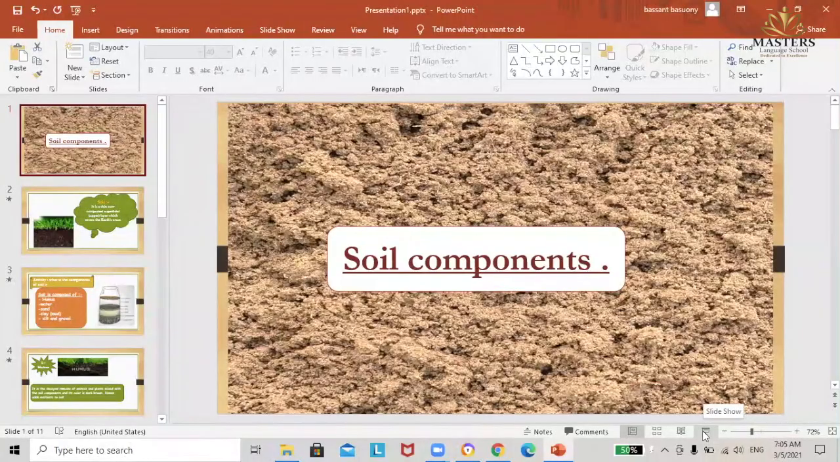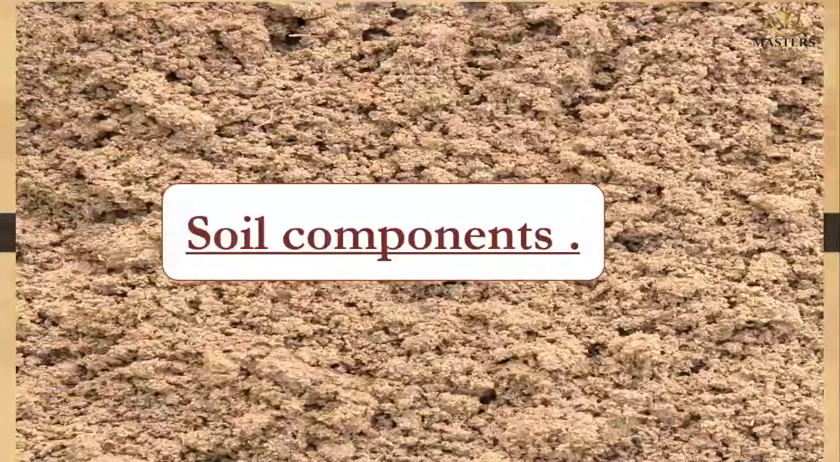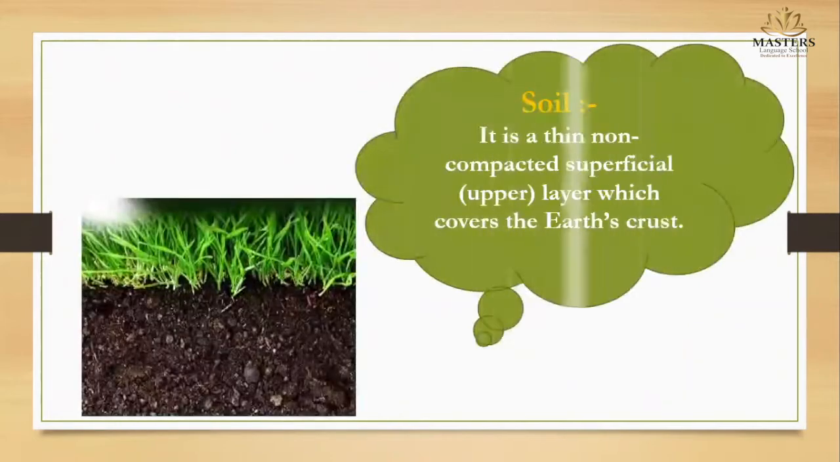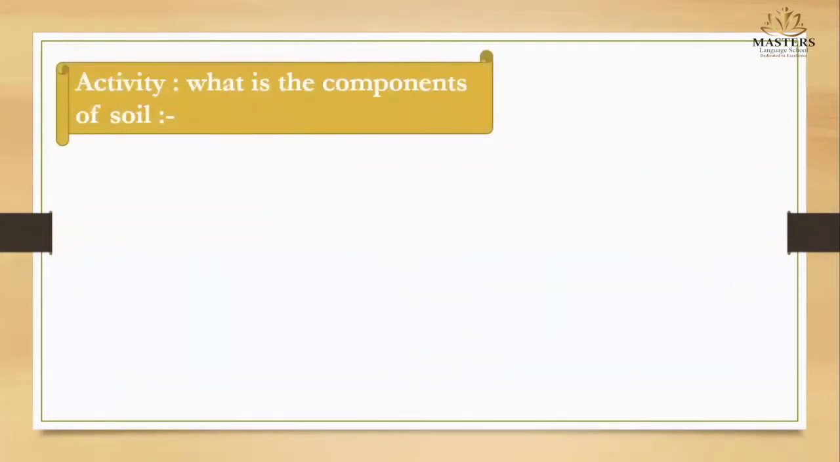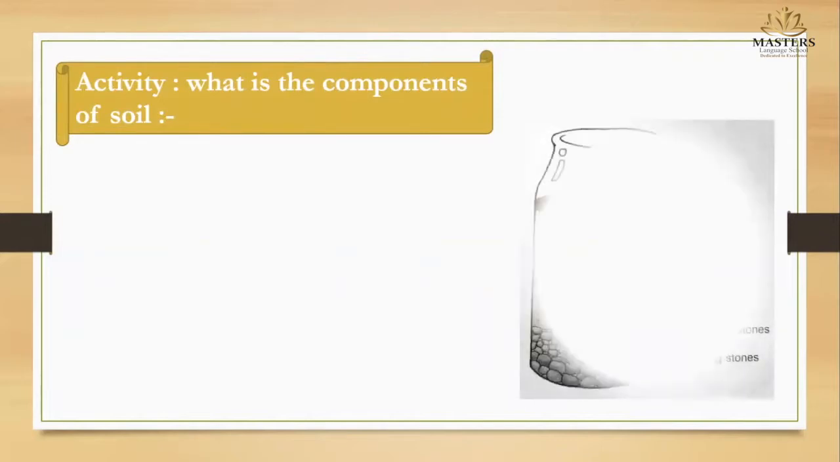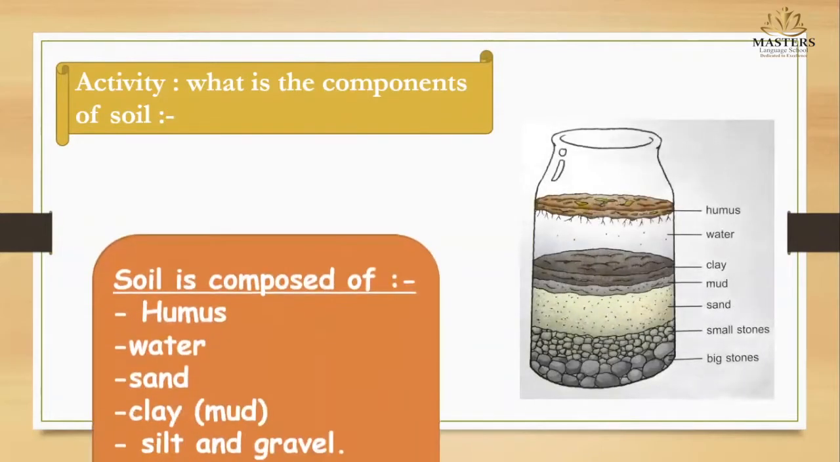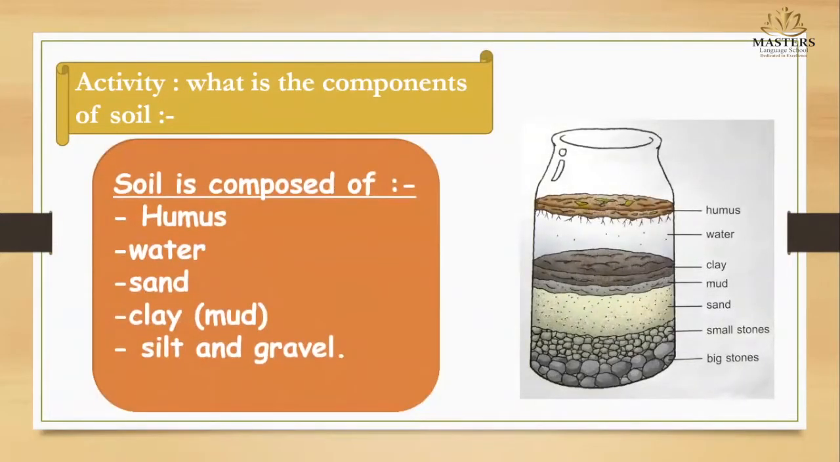We will know in this lesson what the components of the soil are and what the importance of the soil is for life. Now, soil is a thin, non-compacted upper layer which covers the Earth's crust. We have an activity to show what the components of the soil are. It is composed of humus, water, sand, clay or mud, silt and gravel.